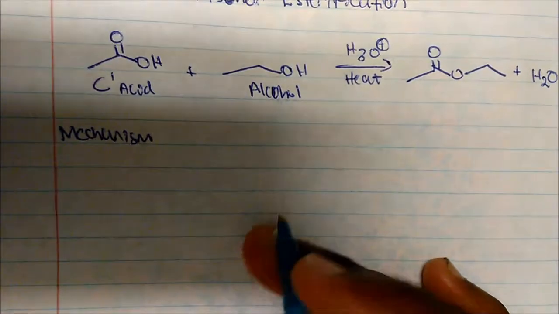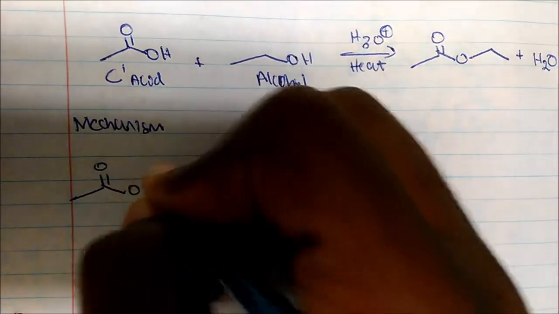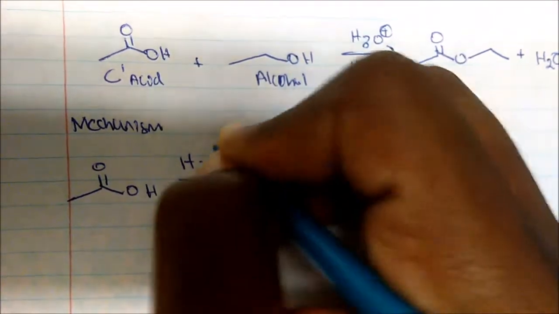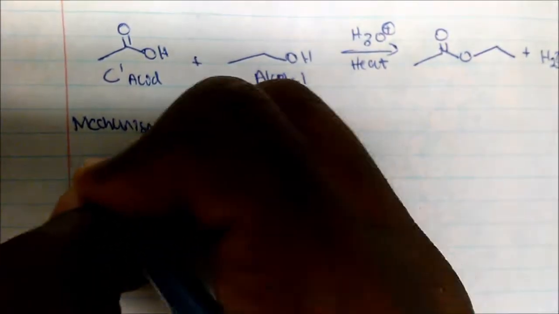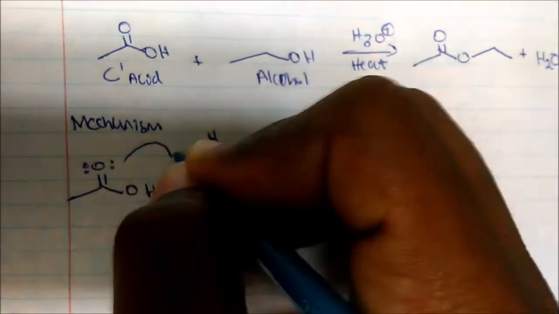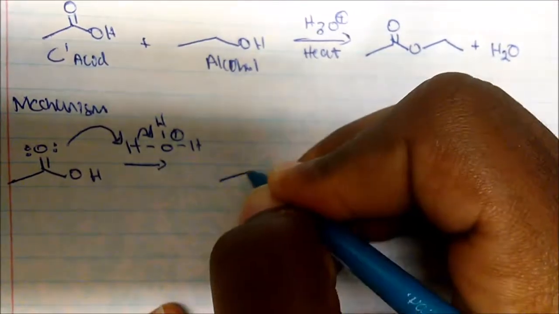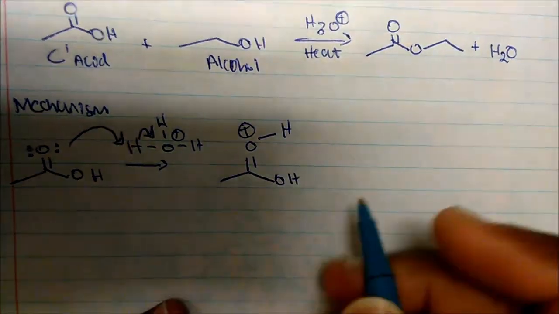Okay, so in the first step, you have your carboxylic acid. Okay, and remember, if we throw this in heat, and we throw any sort of carbonyl in heat, the first thing it's going to do is get protonation. So this is going to come and attack a hydrogen. Okay, and we reform water in solution. So here's our OH.